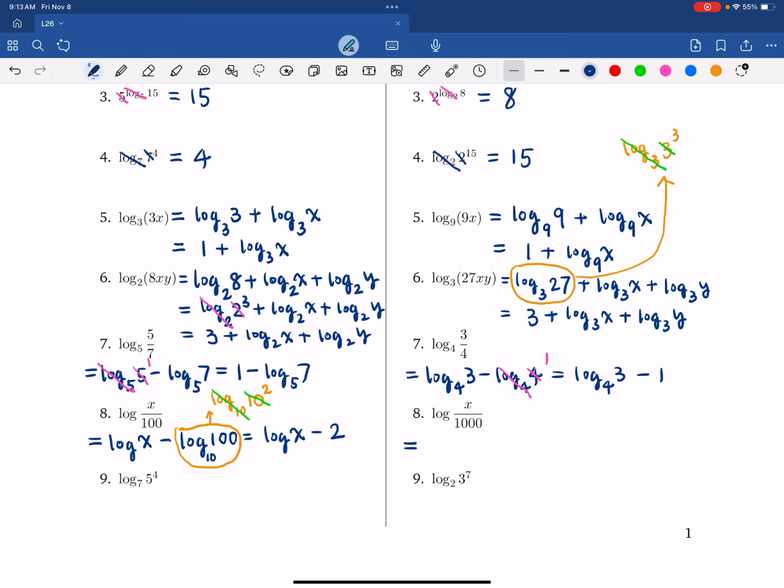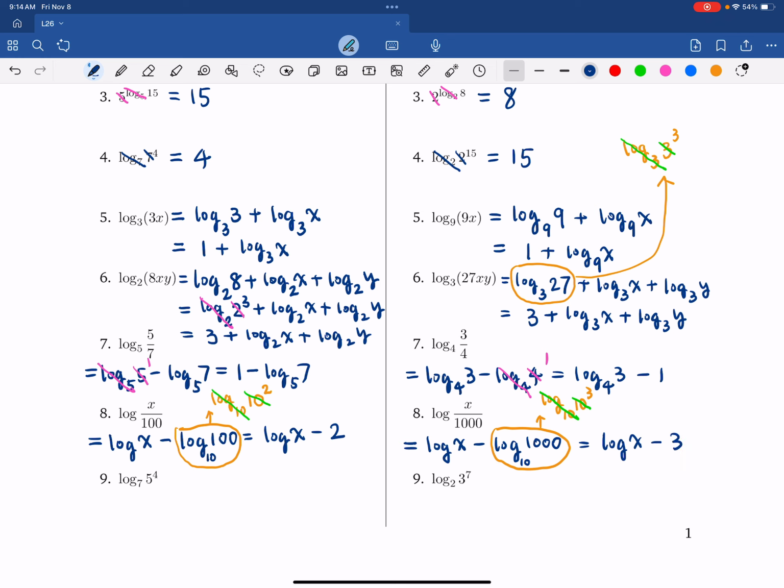Okay, so this one is very similar. We have log of x, subtract log of 1000. And because there's no base, the base is 10. And then for this 1000, you could rewrite that. This becomes log base 10 of 10 cubed. And you can cross out the inverse operation, log base 10 and exponents of 10, which is 3. So the final answer is log of x subtract 3.